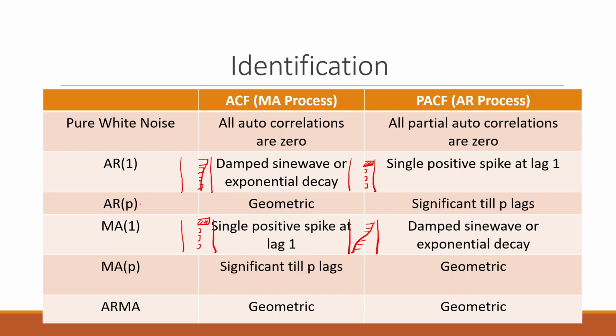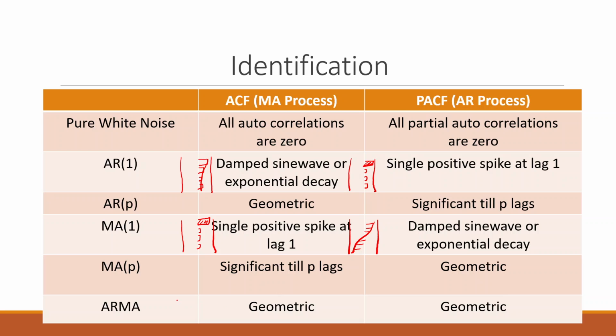Now, if I talk about the AR(p) process, then we will have significant lags till p. For example, we will have spikes at 1, 2, 3. This will remain as it is. For the MA(q) process, here we will have significant lags till lag q, either 3 or 4. And again, this will be following the geometry.